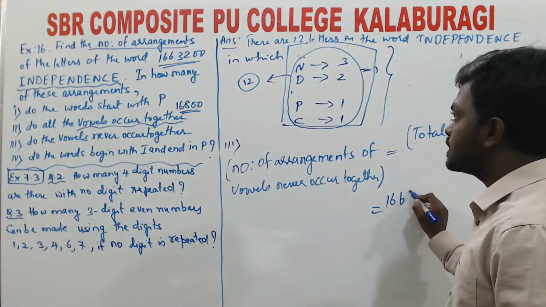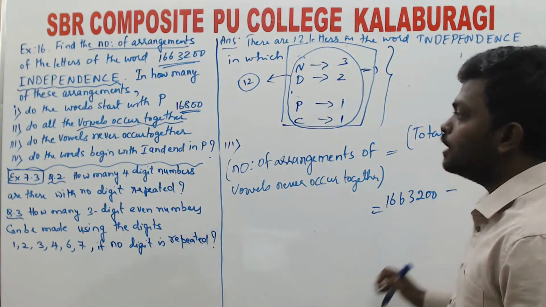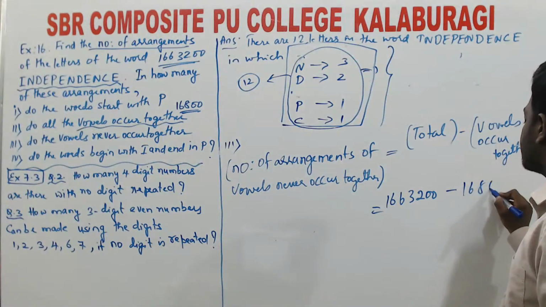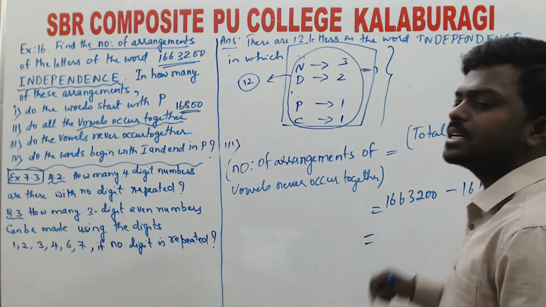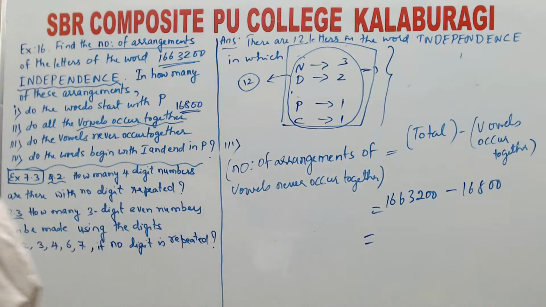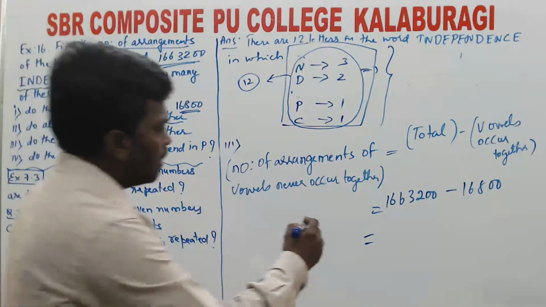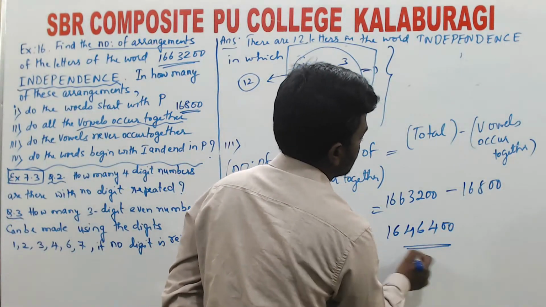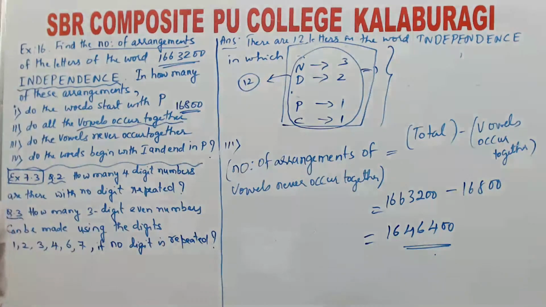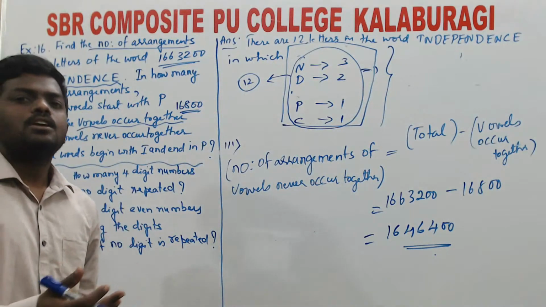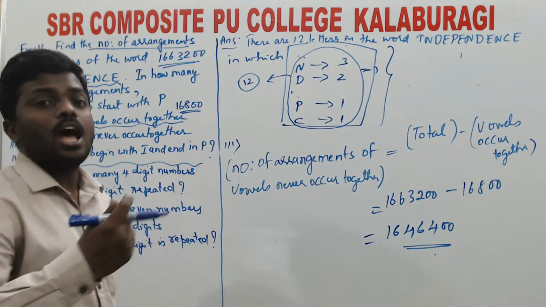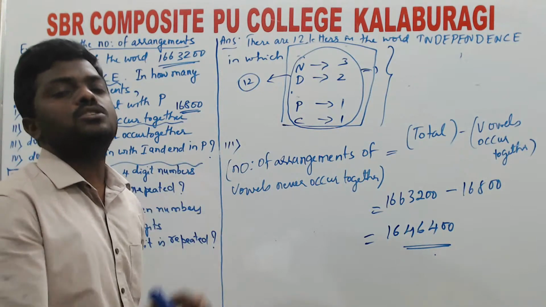The total is 1663200, right? Vowels occurring together: what's the answer? 16800. So now just subtract, students. What will be the answer? The answer will be 1646400. Right, students? Just understand the simplification, you can solve it yourself, don't worry. Just understand how the problem is being solved.